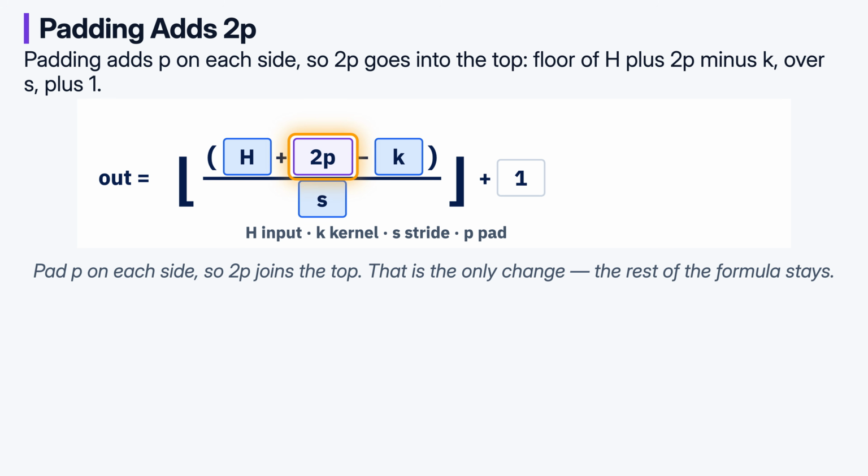Padding adds p cells on each side, p on the left and p on the right, so 2p in total. That 2p joins the top of the formula: floor of (h plus 2p minus k) over s, plus 1. The rest of the formula stays the same.